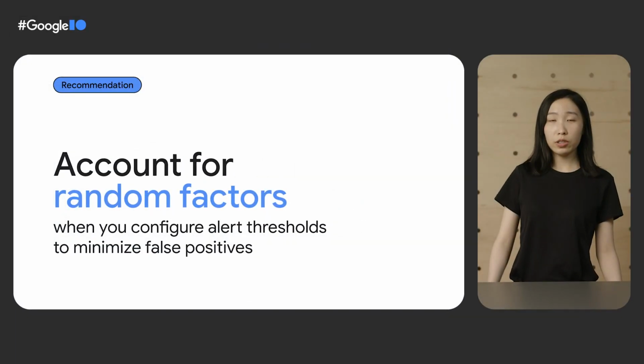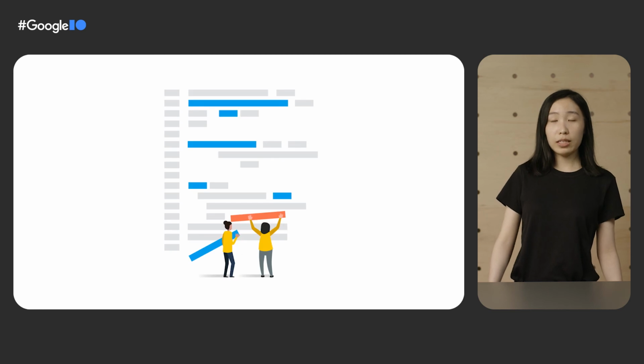When configuring alerts, we recommend that you set alert thresholds with some buffer room for the metrics you're monitoring. This way, you can account for random factors like network latency to have fewer false positive alerts. With this monitoring setup, you now confidently roll out the new cache changes.